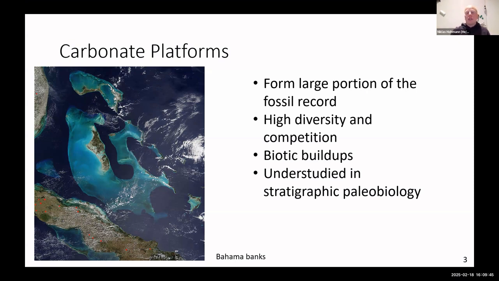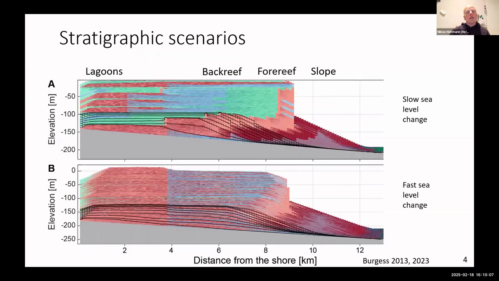Also, carbonate platforms have been understudied in stratigraphic paleobiology. A lot of the classic studies in stratigraphic paleobiology specifically focus on siliciclastic systems, which are rather well understood now, or there has been a recent push more towards terrestrial systems, but really nobody has been working on carbonate systems so far. For this specific study, we used two stratigraphic scenarios, and they're based on simulated carbonate platforms.